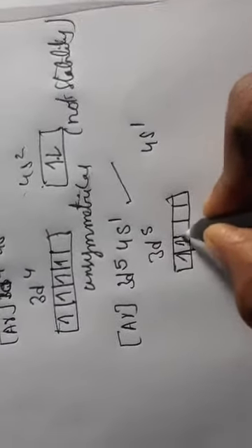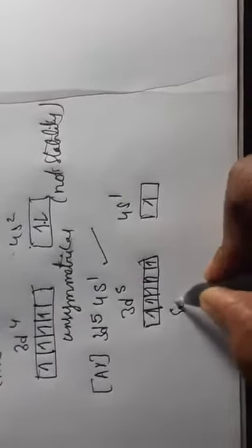Sorry for the disturbance. So the actual configuration we are going to write here is 3d5, with orbitals 1 2 3 4 5, and coming to here, 4s1. So this is nothing but the actual configuration. So this is a symmetrical one, which we can also say is stable.